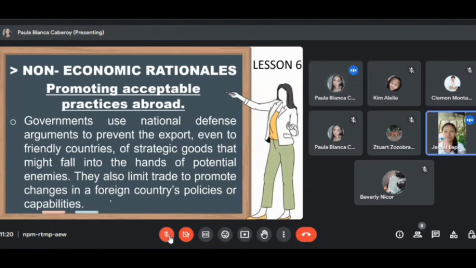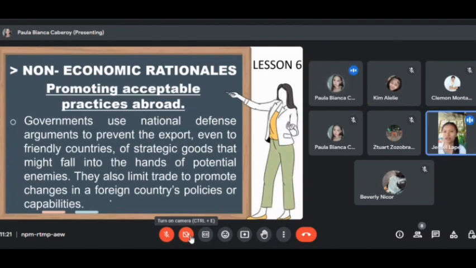Promoting acceptable practices abroad. Governments use national defense arguments to prevent the export, even to friendly countries, of strategic goods that might fall into the hands of potential enemies. They also limit trade to promote changes in foreign country policies or capabilities. So governments restrict the export of strategic goods to ensure that these items do not inadvertently end up in the hands of potential adversaries or enemies.